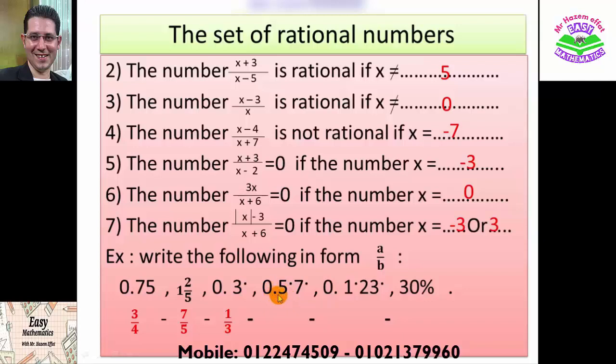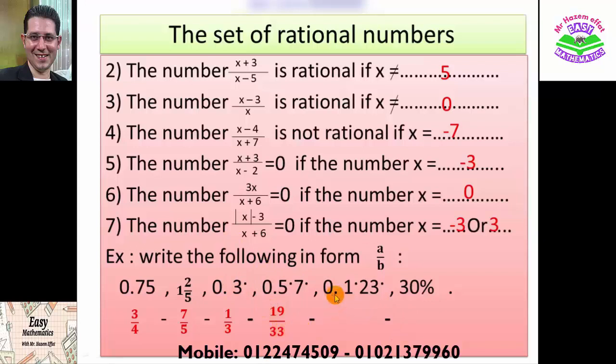And the same for 0.57, both of them raised to 2 dots. It means 0.57, 57, 57, 57 many times. And when we see the arrow, press equal to find the suitable rational number. It will equal 19 over 33.